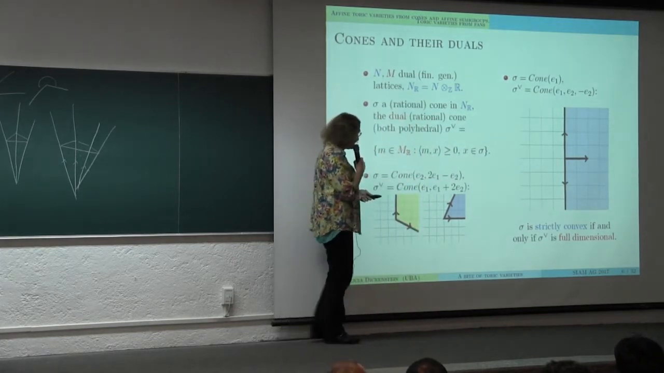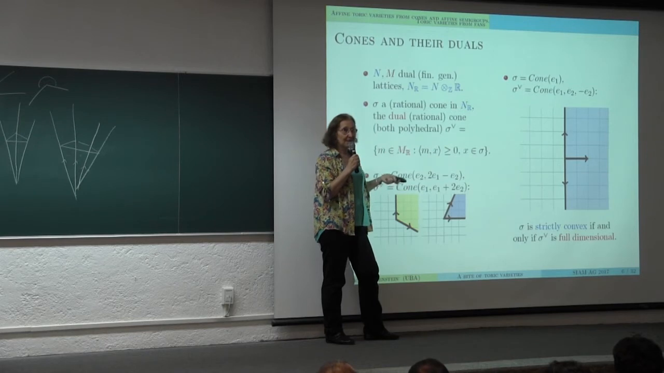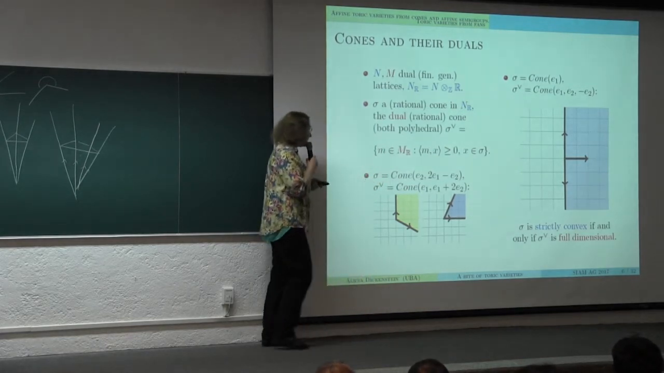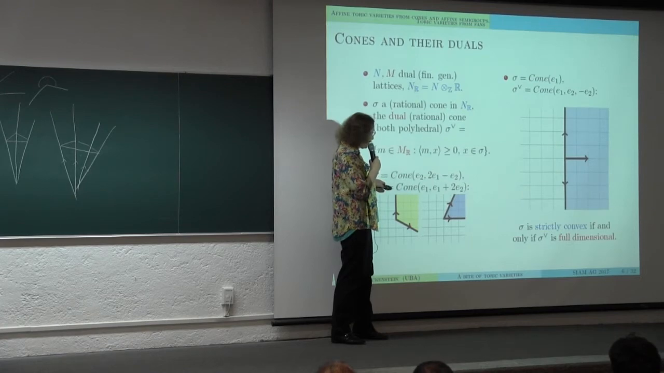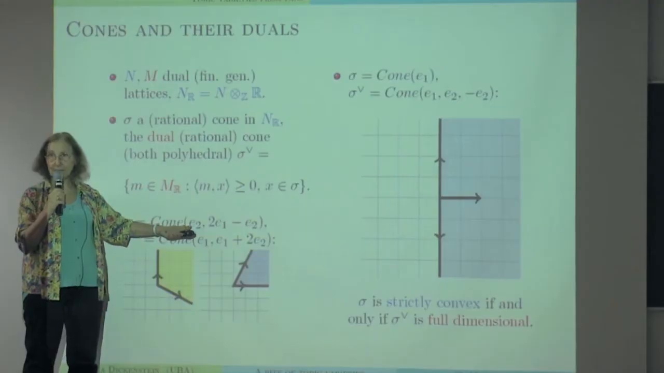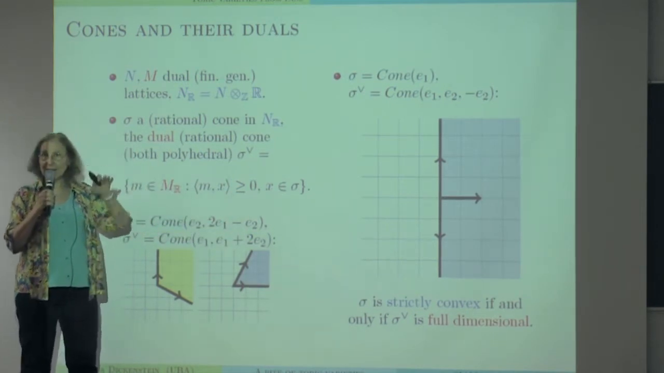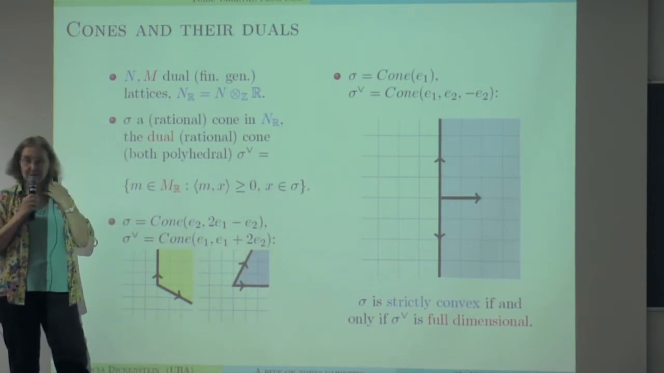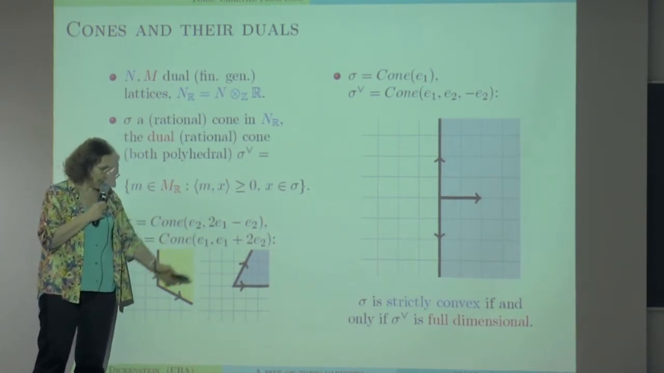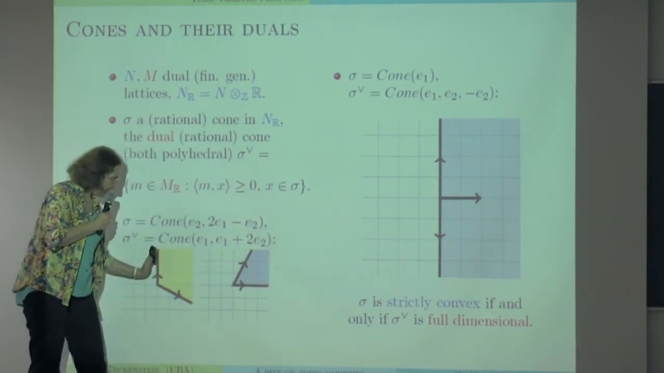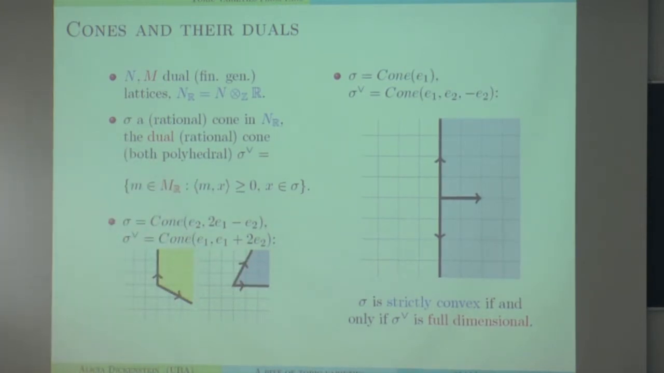So for instance, if this is sigma, this is sigma dual, and if this is sigma dual, then sigma dual dual gives back sigma. It's an involution. So here, in this case, sigma is the cone. Cone means that these are all the points which are written as a non-negative real number times this vector plus a non-negative real number times this vector, or real linear combinations with non-negative coefficients. So this is sigma. This is e2 and this is (2, -1). And then for the dual, I have the perpendicular directions. This is perpendicular to this, and this to that, and I have this violet cone there.